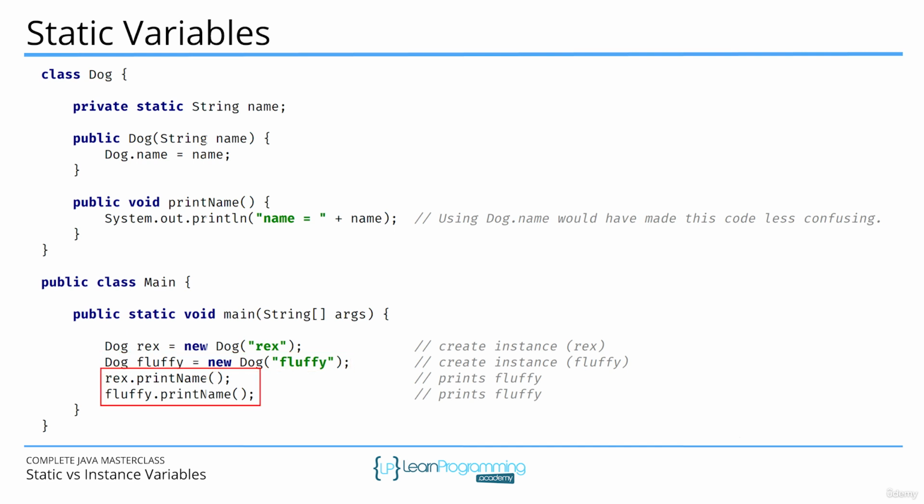They're just regular instance methods because they aren't defined using static. So both method calls will print Fluffy. You might be wondering, why is that the case? Why would both methods here print Fluffy?